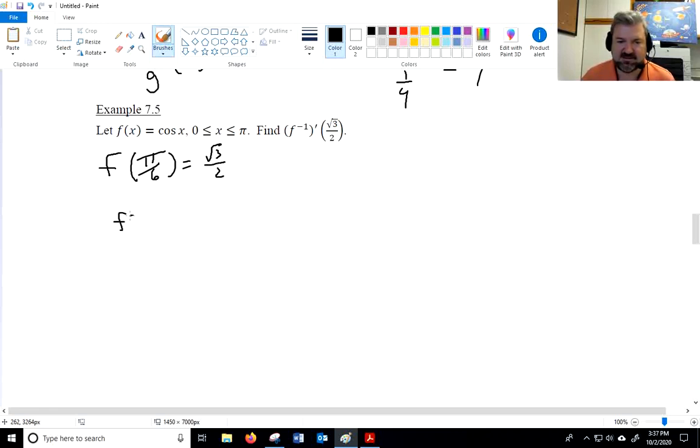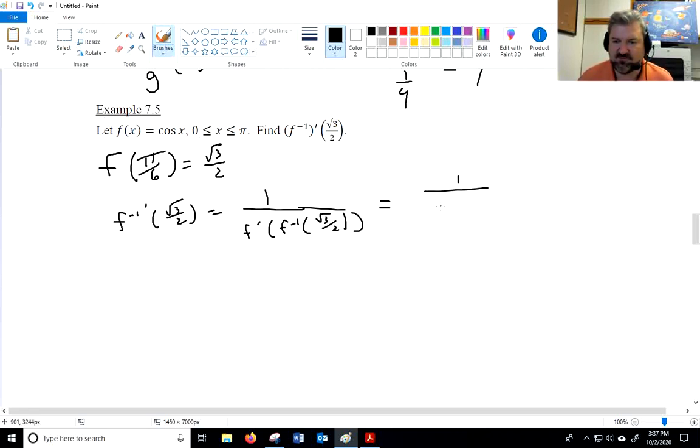So f inverse prime of root 3 over 2 is equal to 1 over f prime of f inverse of root 3 over 2. That's our formula. And we just discussed that we know that f of pi over 6 is root 3 over 2. So f inverse of root 3 over 2 must be pi over 6. So this is really 1 over f prime of pi over 6. Well, we've got to find what f prime is. Remember, when you take a derivative of cosine, it's negative sine of x.